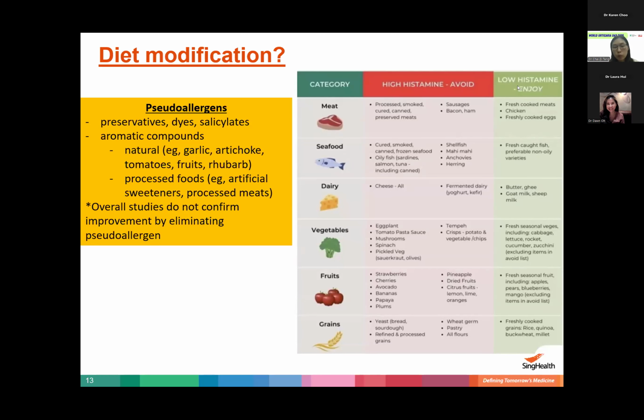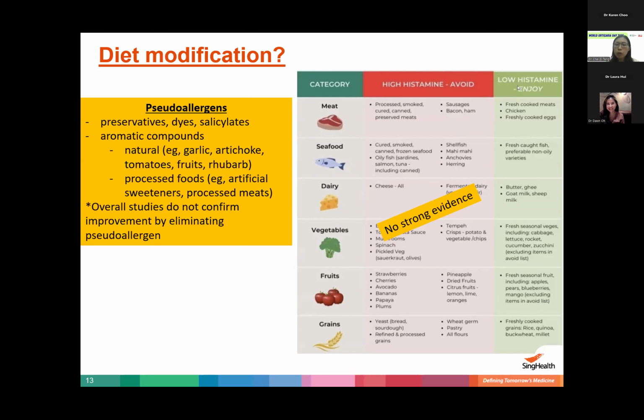It includes mostly processed meat, but if you look at seafood, even certain oily fish, frozen seafood, dairy, a lot of vegetables, fruit, and some grains, they're also included in this high histamine food. Again, there's no strong evidence that if you avoid the high histamine food, your hives will be definitely well controlled.